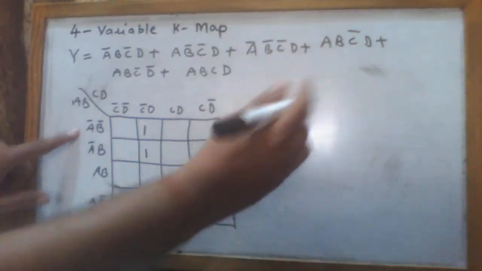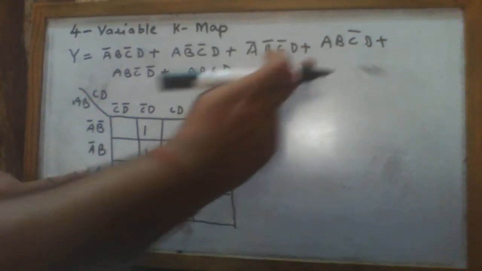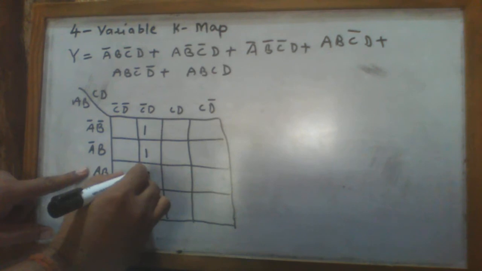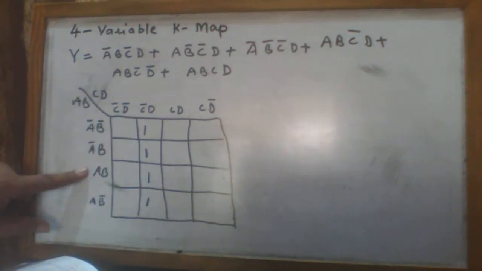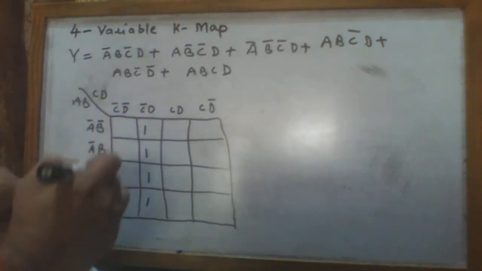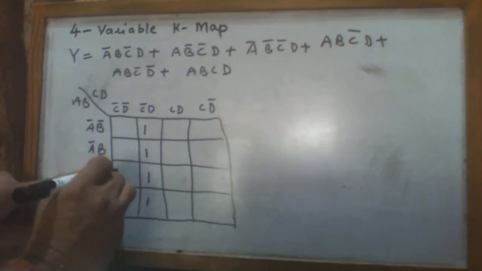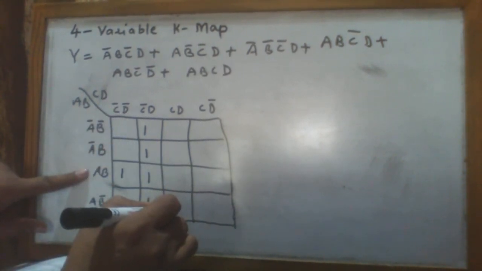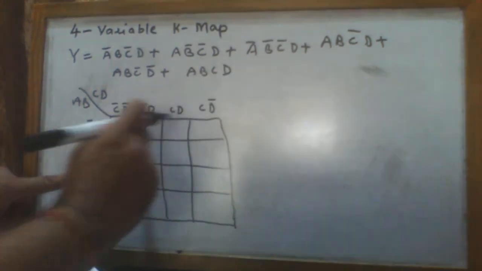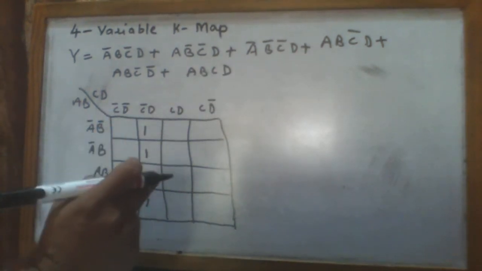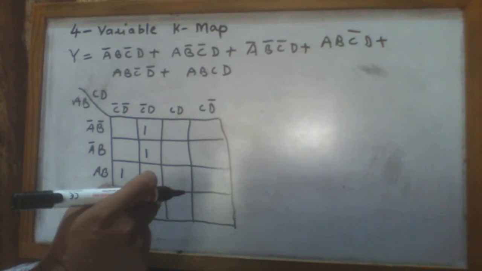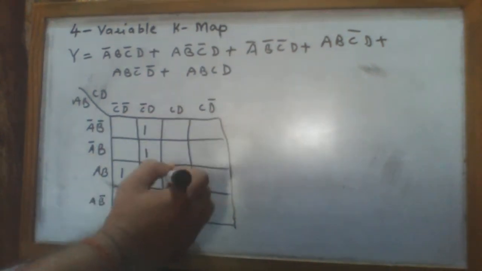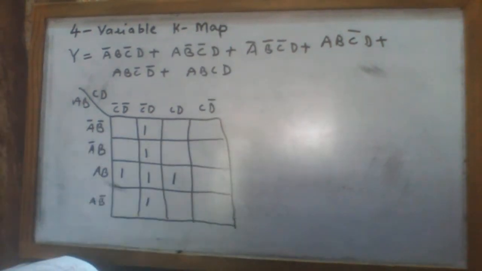Next term is AB. This one is AB. And C bar D. I will write 1 over here. Then next term is AB and C bar D bar. C bar D bar is here, AB is here. Therefore, I will write 1. And ABCD. This one is AB, and this one is CD. Therefore, I will write 1 over here.